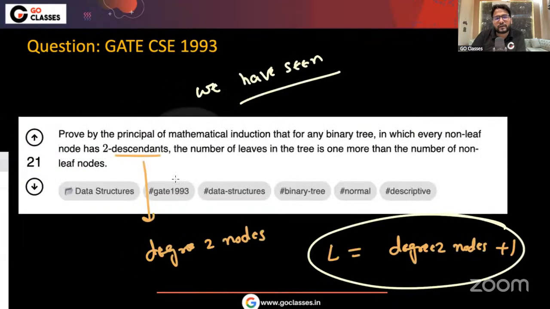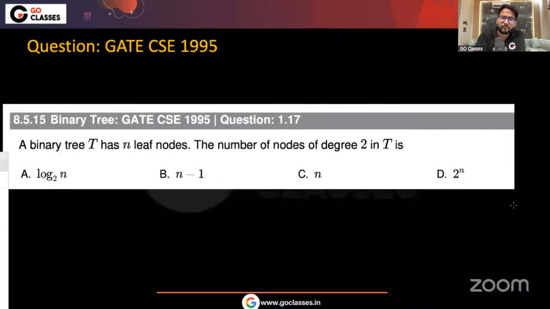Anyway, GATE doesn't ask for the proof. You must know this result, which is very important to know. If there are n leaf nodes, then the degree 2 nodes are n minus 1. This is a very easy question, right? Once you know this simple theorem, there are many questions that you can easily solve. So this is n minus 1. Answer is B here.